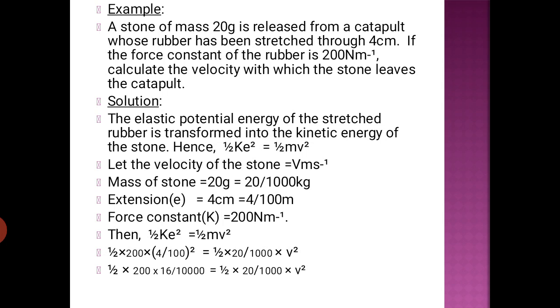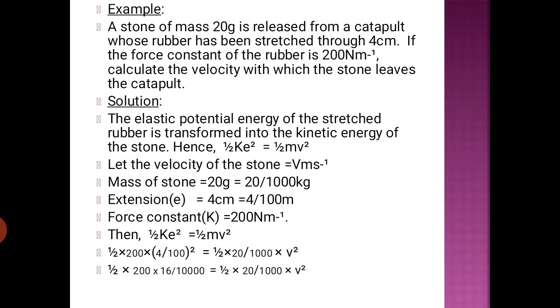Extension, small letter e, equals 4 cm according to the question. Converting it to meters, you will have 4 over 100 meters. Force constant K equals 200 newtons per meter. We are not converting that one because it's already in the standard unit.